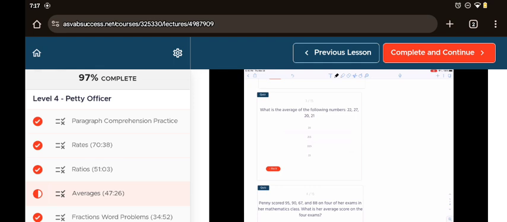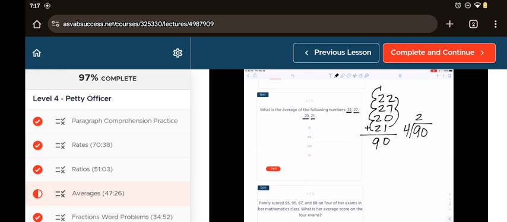Okay? Number 3, it says, what is the average of the following numbers? 22, 27, 20, 21. Just going to add them up like this. And whatever I get there, I'm going to divide by 4 because there's 4 numbers. So 2 plus 7 is 9, plus 1 is 10, so 0, carry the 1. 3, 5, 7, 9, 90. So now I'm going to do 90 divided by 4.